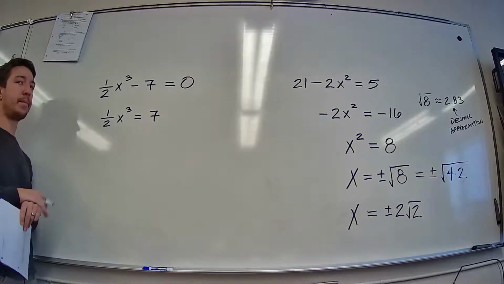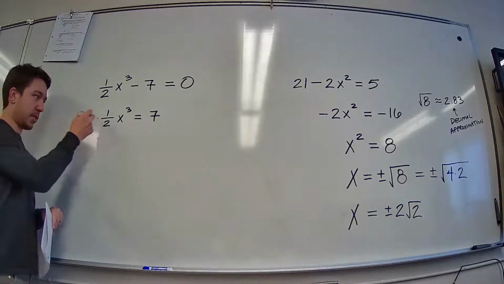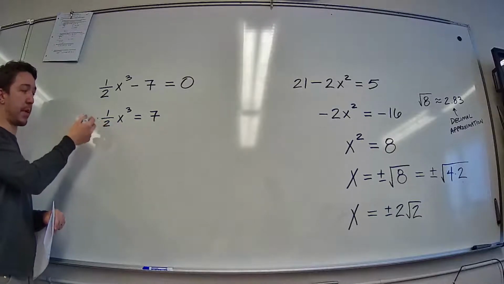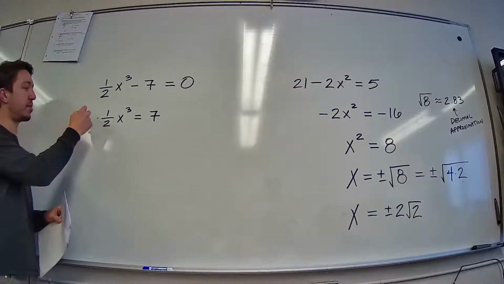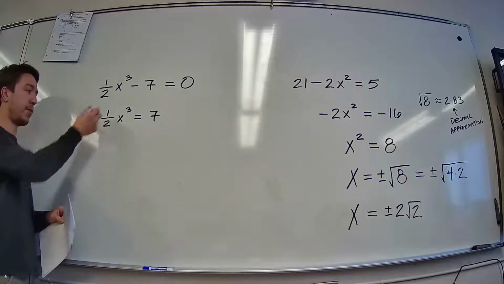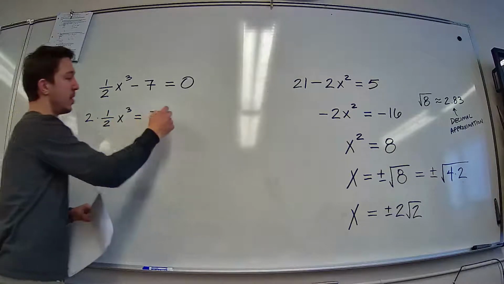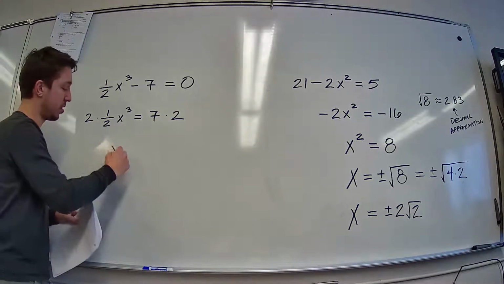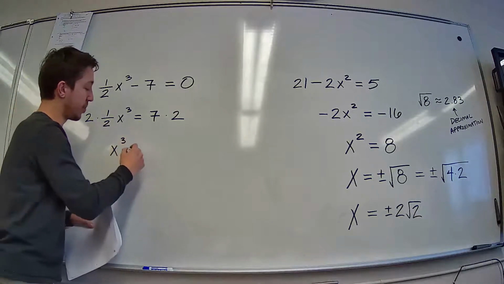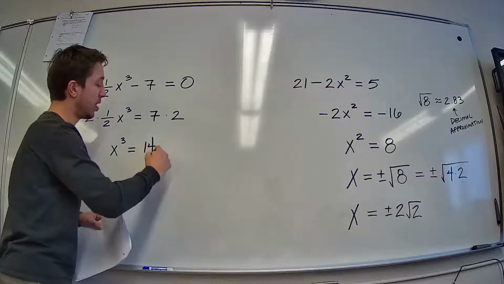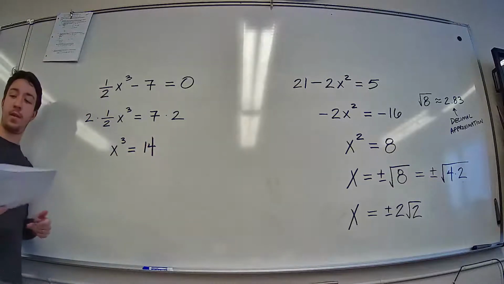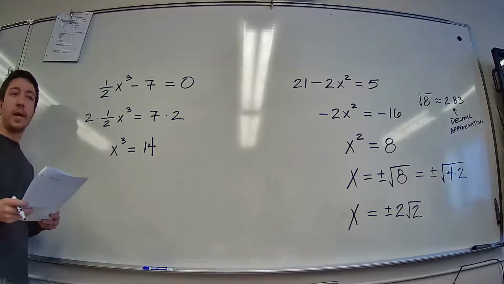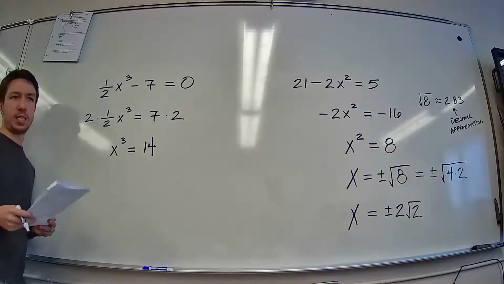Now what? Multiply. Anytime there's a fraction as the coefficient of your x, you can just multiply by the reciprocal of that, if you want to use the fancy words. So instead of 1/2, it's 2/1. Anyway, multiply both sides by 2. 2 times 1/2 is 1. So you end up with this. Okay. What number, if you cube it, gives you 14?